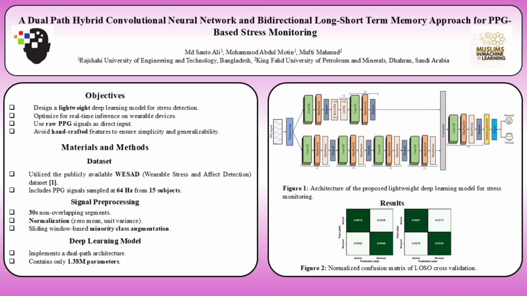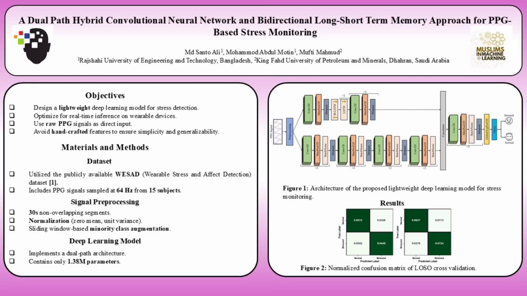Now, materials and method. Moving on to the dataset used in this study, we used the WESAD dataset, which stands for Wearable Stress and Affect Detection. It is a publicly available multimodal dataset widely used for stress detection research. The dataset contains PPG signals sampled at 64 Hz, collected from 15 subjects.